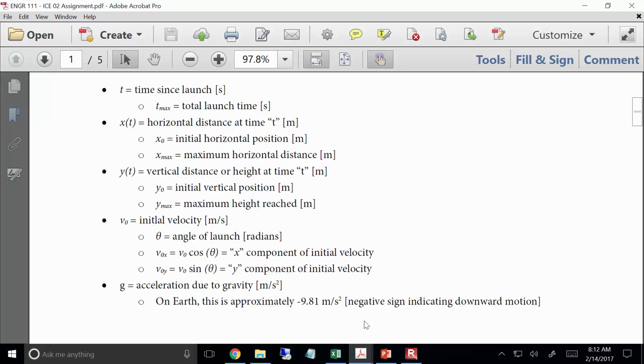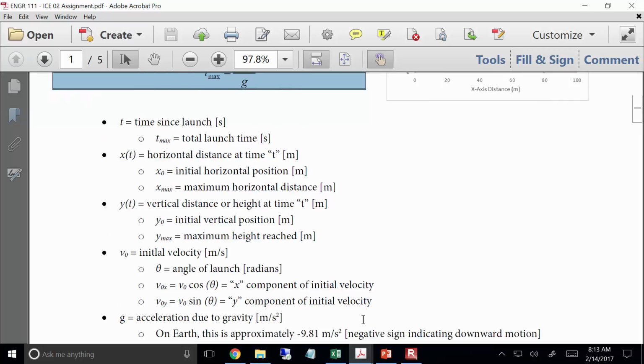And then gravity. We're going to take gravity to be negative because if I let go of a marker, it goes down. So we'll take gravity to be negative.